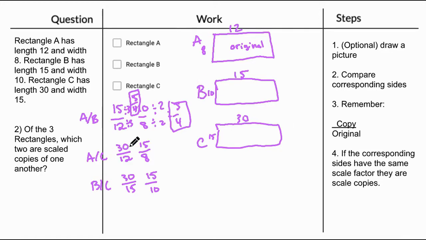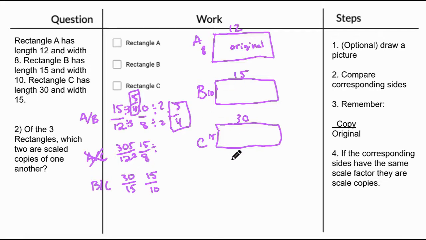Let's go through just to make sure that none of the other ones are. Let's look through them. In this one here, if we divide both by 6, we get 5 over 2. It doesn't look like there's any common factors between the other two, so 5 over 2 and 15 over 8 are not going to be scaled copies.